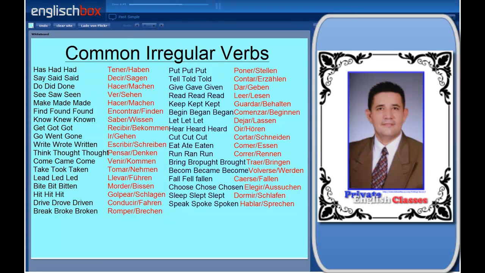Unfortunately, there are many irregular verbs in English. If you look at the slide in front of you now, you'll see some of the most common irregular verbs, with translations into Spanish and German. So if you're Spanish and German, these will help you. If you're not, then you can learn a little bit of Spanish and German at the same time.